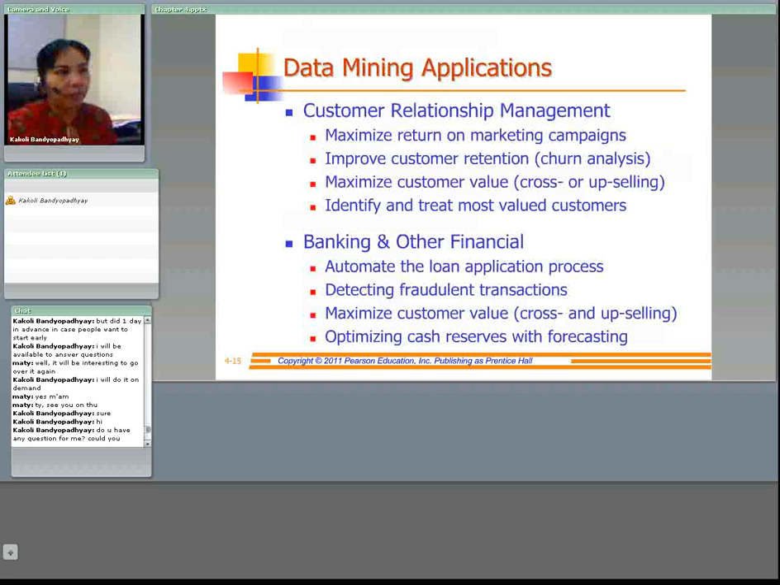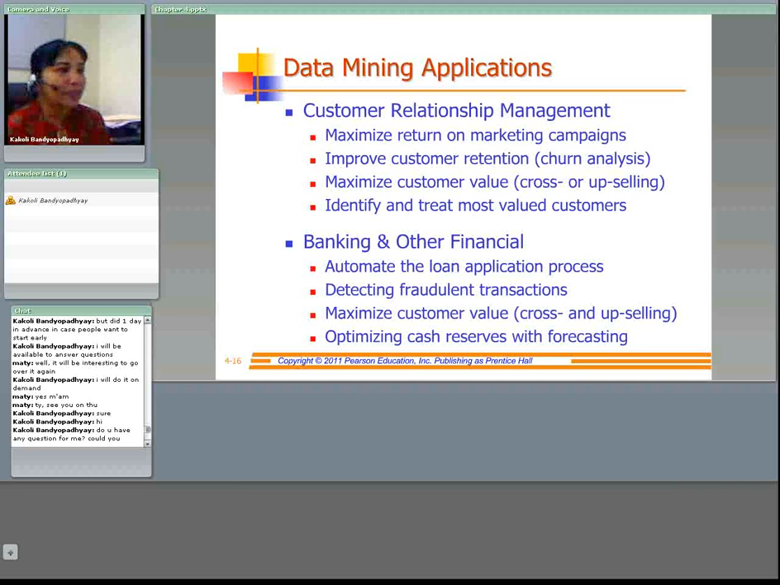Data mining applications, a lot of them. It's very heavily used in customer relationship management, CRM. So it helps us to maximize return on marketing campaigns, improve customer retention, maximize customer value, identify and treat most valued customers. You would see that airlines provide you with the elite customer status. Then casinos and similar businesses also give you special status depending on how much you spend. So this is possible by mining the data.